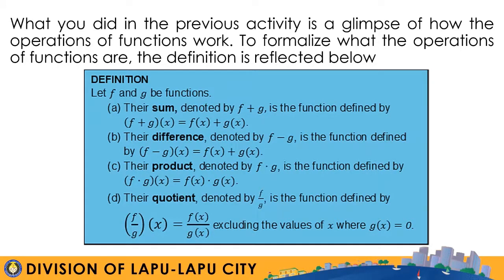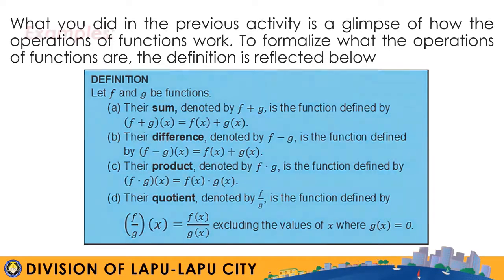B. Their difference, denoted by f minus g, is the function defined by f minus g of x equals f of x minus g of x. C. Their product, denoted by f times g, is the function defined by f times g of x equals f of x times g of x. D. Their quotient, denoted by f divided by g, is the function defined by f divided by g of x equals f of x divided by g of x, excluding the values of x where g of x is 0.